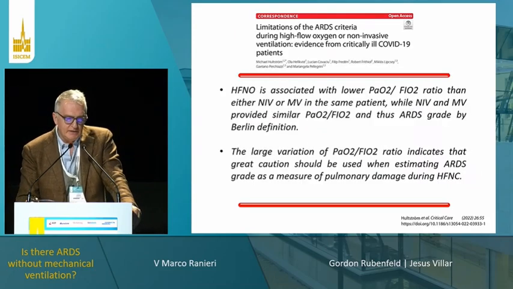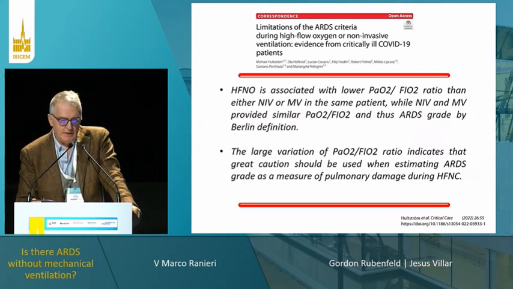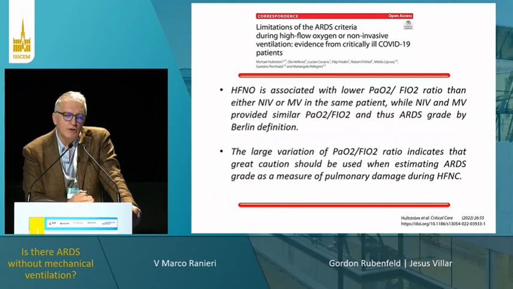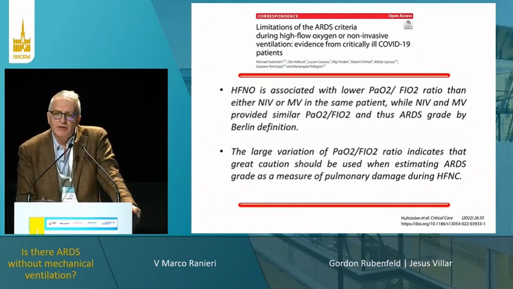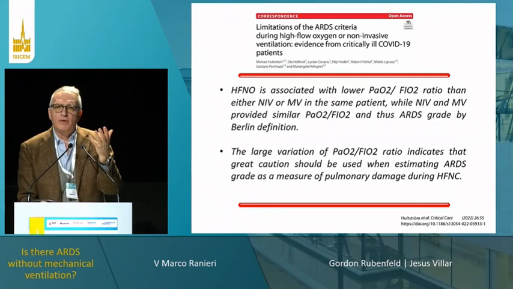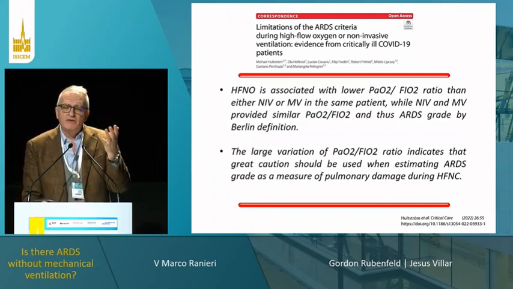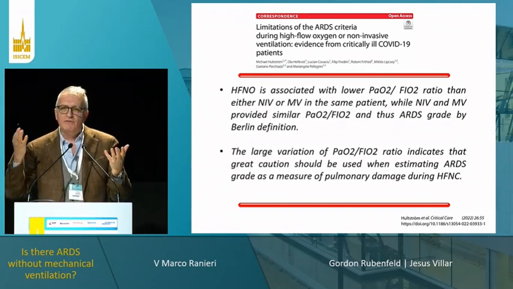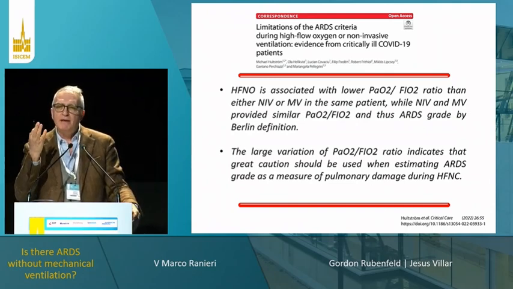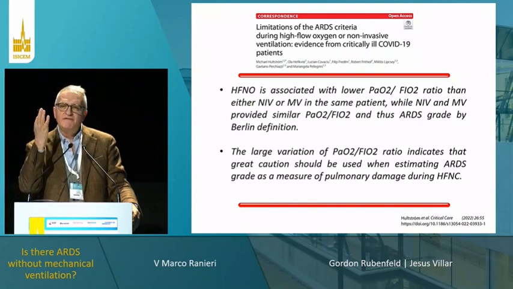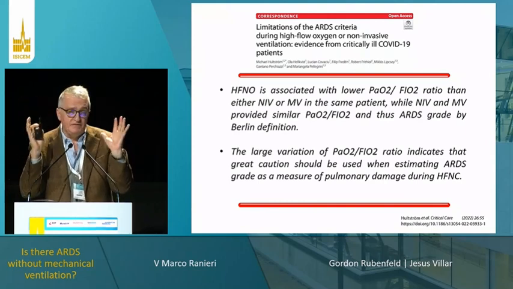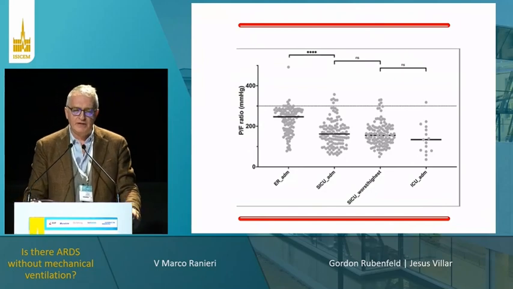And a few months later, this study from Uppsala in Sweden showed consistent results, and again that high flow was associated with lower PF ratio than either non-invasive ventilation or mechanical ventilation. Again, this raises the point that the dependency of the PF ratio on the level of ventilatory assistance you are applying can make the inclusion in the Berlin definition problematic. I'm not saying that defining ARDS.